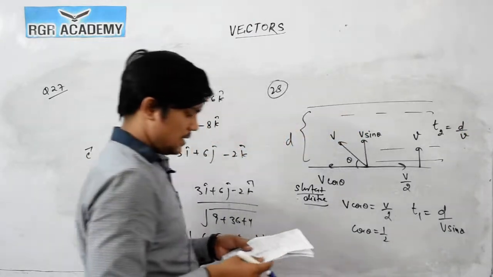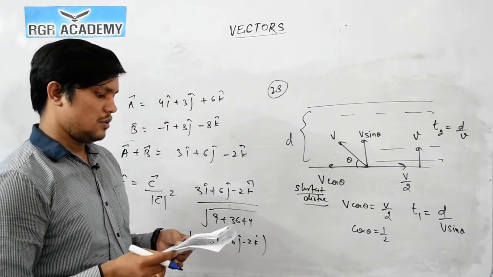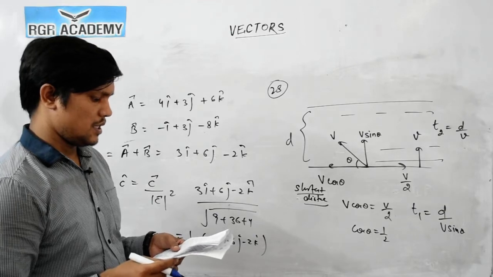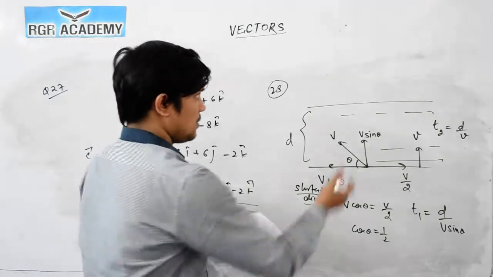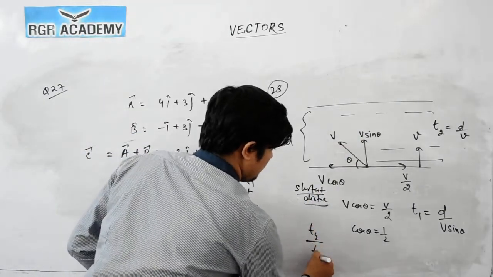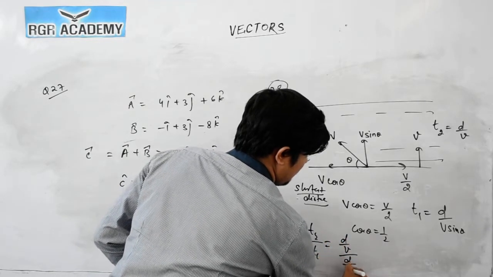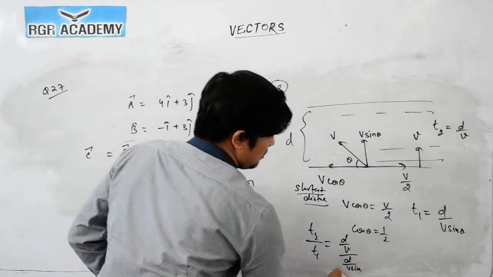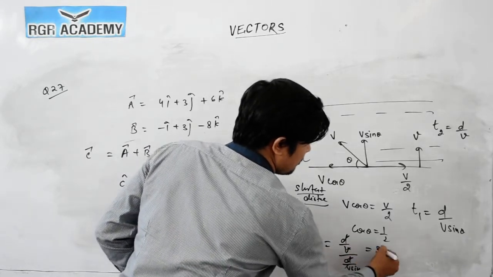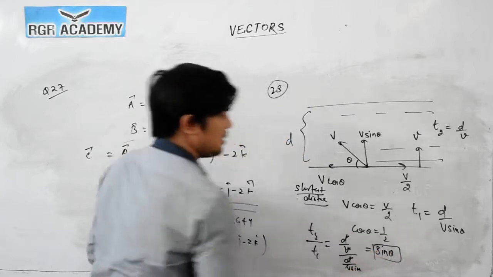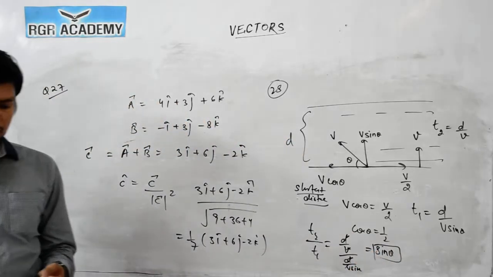So they are asking to find the ratio of the time taken to swim across in the shortest time. So they are asking for the ratio of T2 by T1, that is d by v divided by d by v sin theta. Okay, so d and v will cancel out, so it will be equal to sin theta. So the answer is sin theta. Okay, now question number 29.